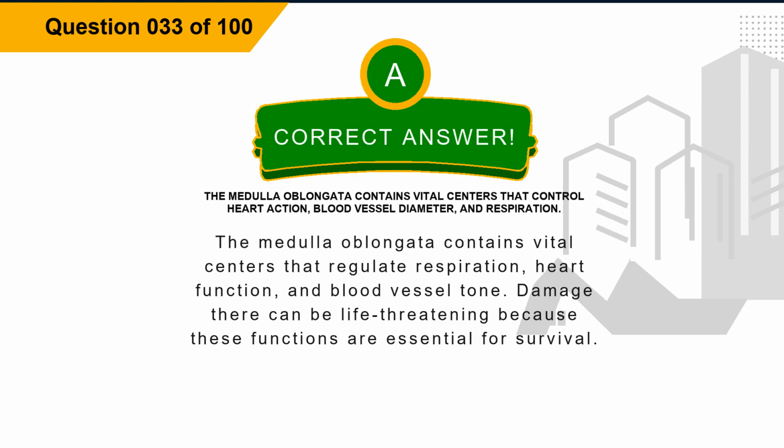The correct answer is option A. The medulla oblongata contains vital centers that control heart action, blood vessel diameter, and respiration. Explanation: the medulla oblongata contains vital centers that regulate respiration, heart function, and blood vessel tone. Damage there can be life-threatening because these functions are essential for survival.